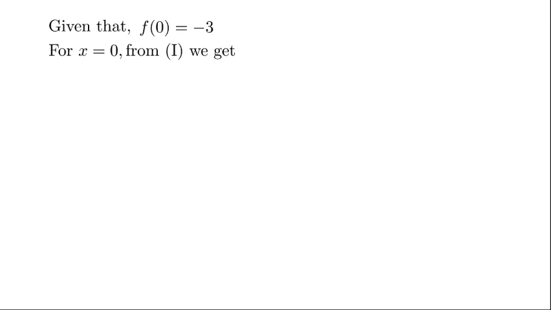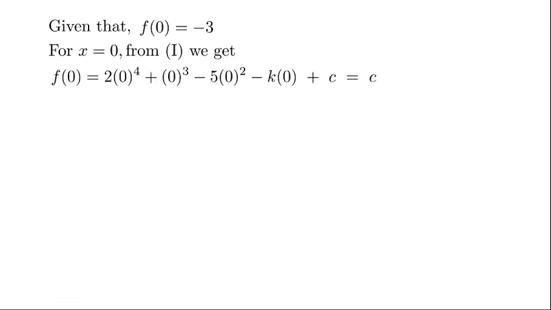We are given that f of 0 equals minus 3. Now for x equal to 0, from equation 1, we get f of 0 equals c. So we have substituted the value of x equal to 0 in f of x, and that gives c, and we also know that f of 0 is minus 3. Therefore we get c equal to minus 3.